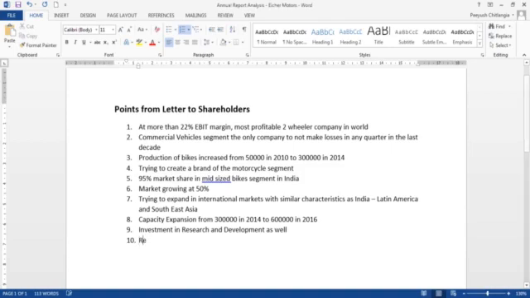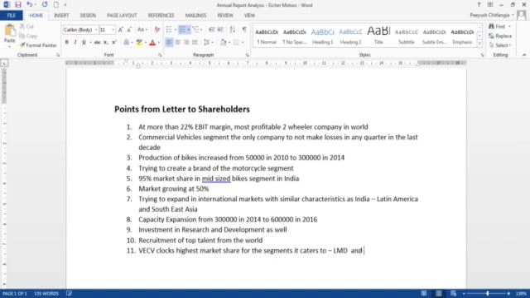So what they're saying is that recruitment of top talent from the world. In addition, Volvo Eicher commercial vehicle clocks highest market share for the segments it caters to. What are these segments? LMD, light and medium duty vehicles, and buses, right? High growth in exports of commercial vehicles, right? And long-term strategy in place, which is typically what most companies would say. So I'll not put that down as a point here.